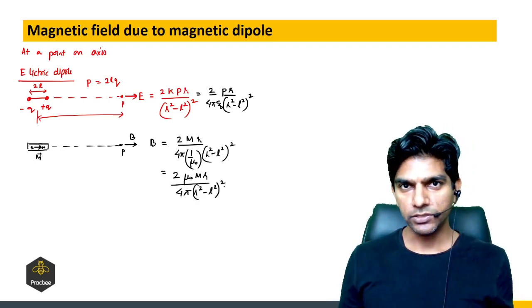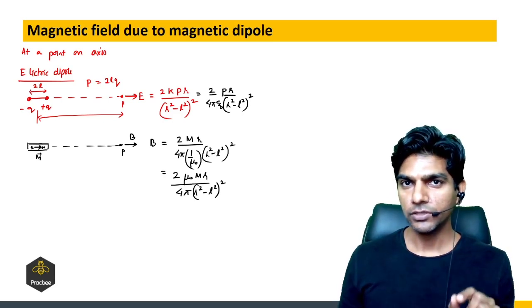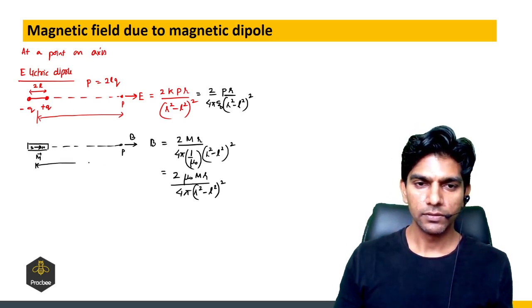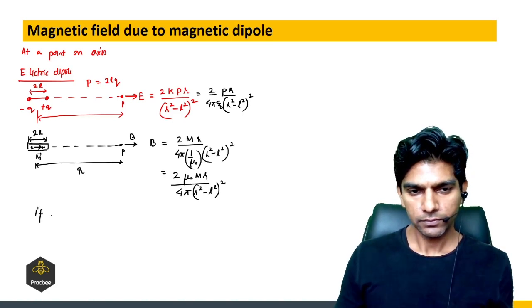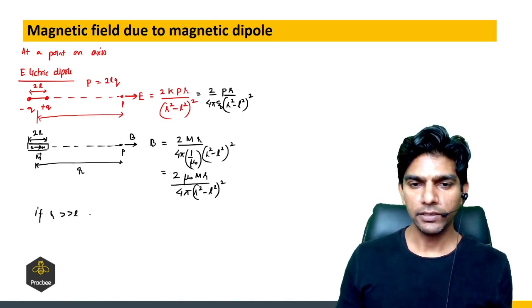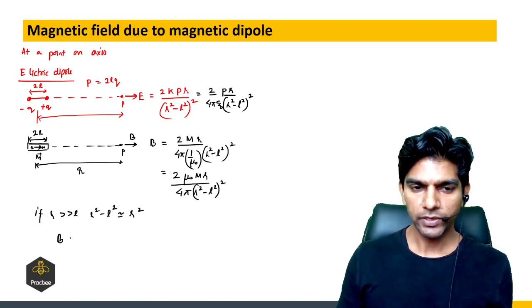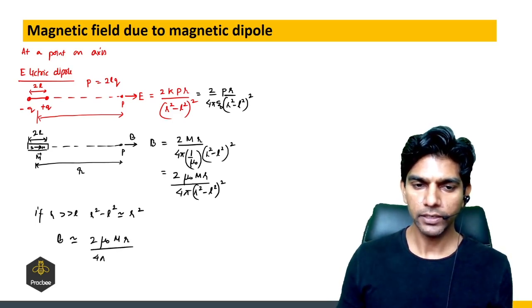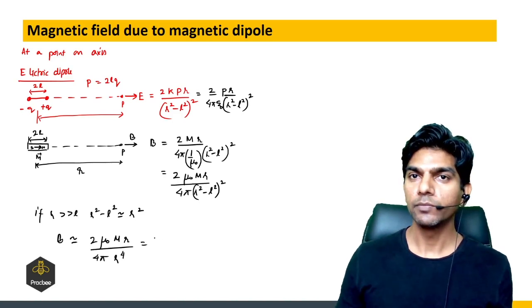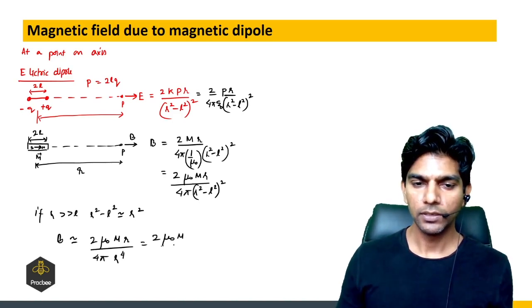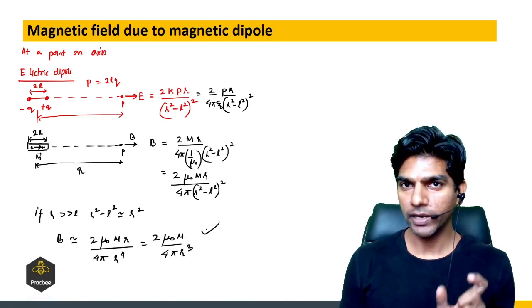Now this is for a general case. Suppose if r is very large in comparison to l, so this is r, right? And let us say the length of this bar magnet is 2l. So if r is very large in comparison to l, then we can write r square minus l square nearly equals to r square. So magnetic field formula will become 2 times mu naught m r upon 4 pi r raised to power 4, and this can be written as 2 mu naught m upon 4 pi r cube. Now this is the formula for short bar magnets.